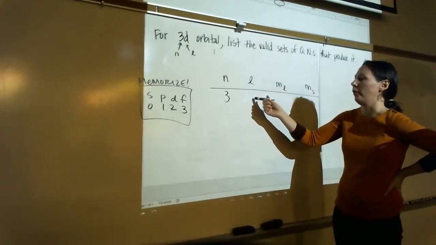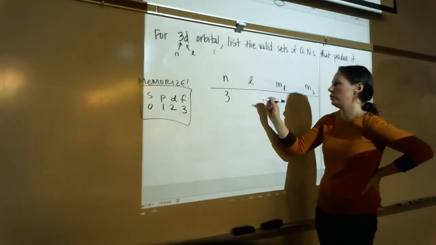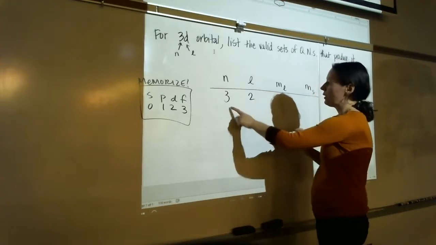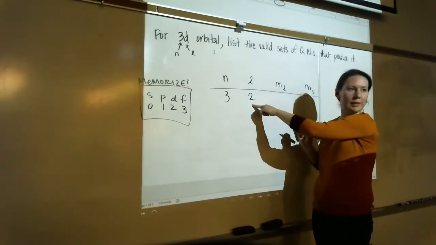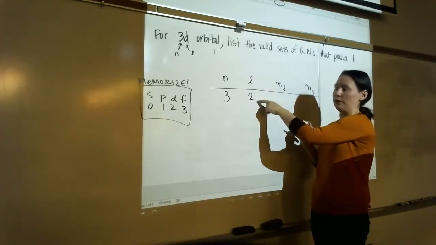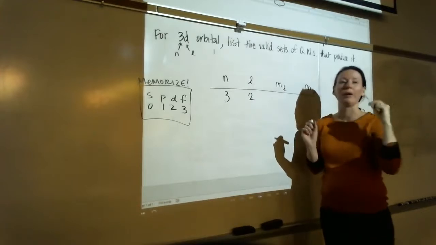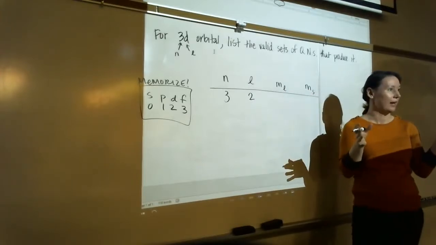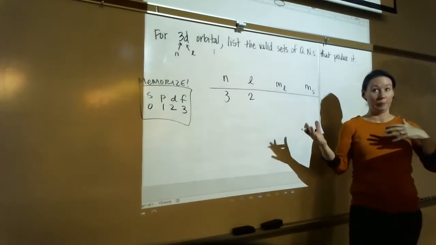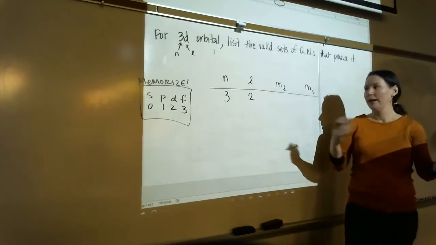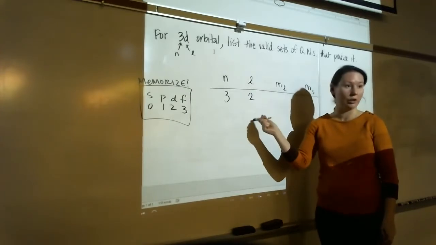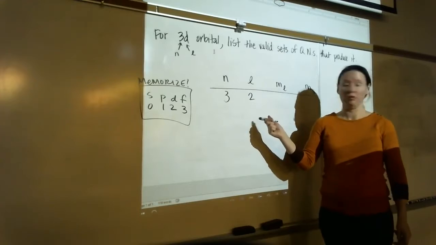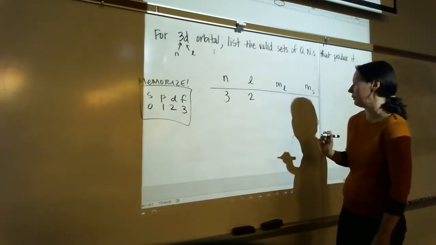What's the value of L for 3D? 2. If N equals 3, can L be 2? Is that allowed? Yes, because the maximum value of L is N minus 1. Keep that in mind for where we're going next, because next I'm going to give you a set and then ask you, is it forbidden or is it allowed? If these two values equal each other, that would be forbidden, because N and L cannot equal each other.